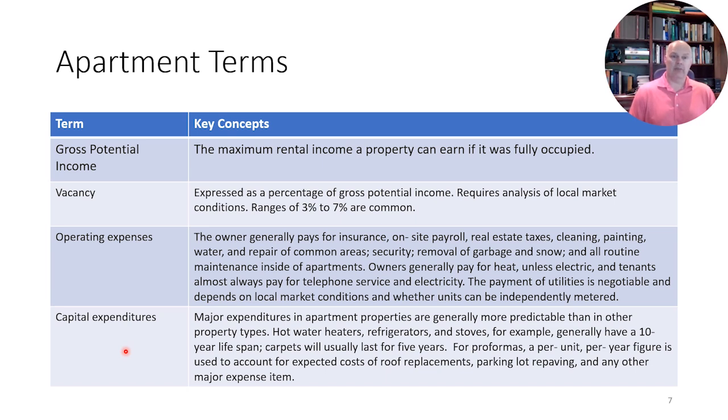And lastly, something called capital expenditures or CapEx. These are major expenditures, and the major expenditures in the apartment property types are generally known for the most part. For example, hot water heaters, refrigerator stoves, those usually have a life range anywhere between 7 and 10 years. Carpets are usually going to last for 5 years. So from a pro forma perspective, a per unit per year figure is used to account for expected costs such as roof replacements, paving a parking lot, and any other sort of major expense items.